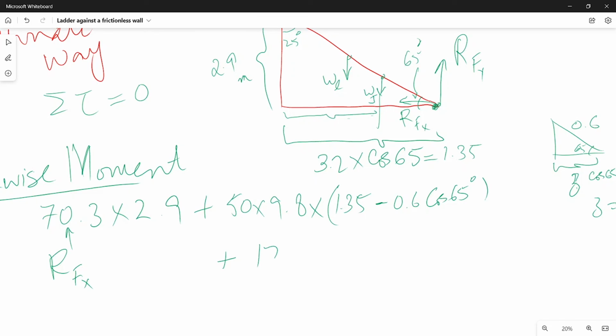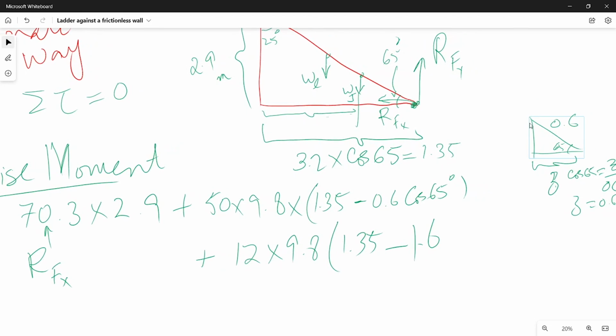Similarly, the other thing from WL, I just write it here. So it is 12 times 9.8, and in this time 1.35 minus 1.6. Why 1.6? Because in this case, it's the distance where the weight of the ladder is halfway. It's a uniformly distributed ladder, so it is in the halfway. So it is times cos 65 degrees.